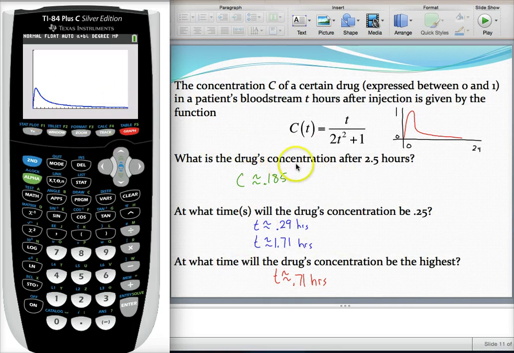So first question is simple. They just want us to find the concentration after 2.5 hours. Well, I don't even need a graph to do that. I could just plug in 2.5 for t and work this out, but let me show you some cool ways to find this. Here's one way we could do it.